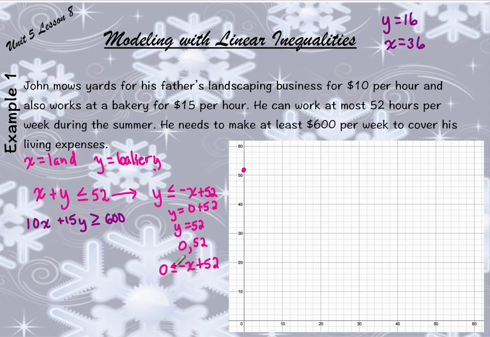And again, that should be an equal sign. Getting caught up in my inequalities. So what does x have to be so that when I add two things together, I get 0? Right, x is 52 and y is 0. Look how easy it is to graph by what we call intercepts. It's pretty stinking easy. All right, so then we'll draw the line in there and connect the points.